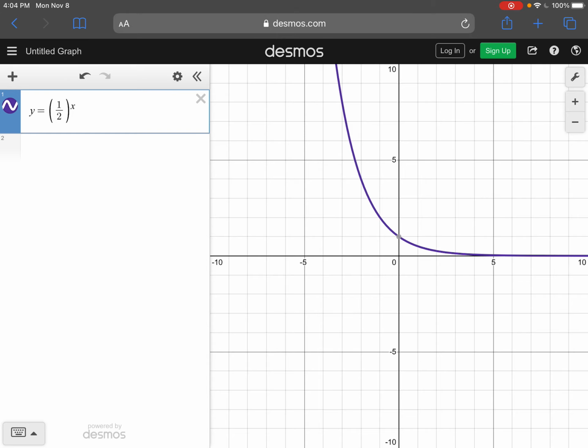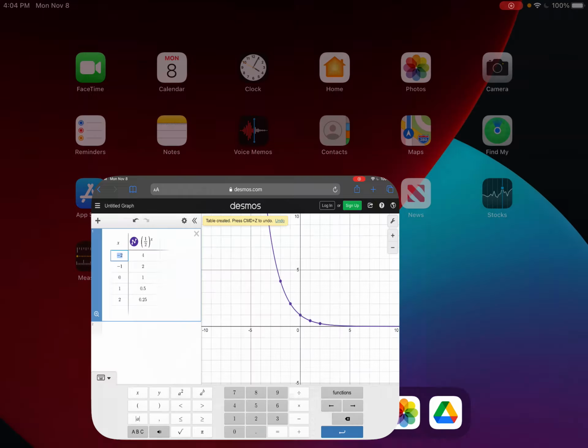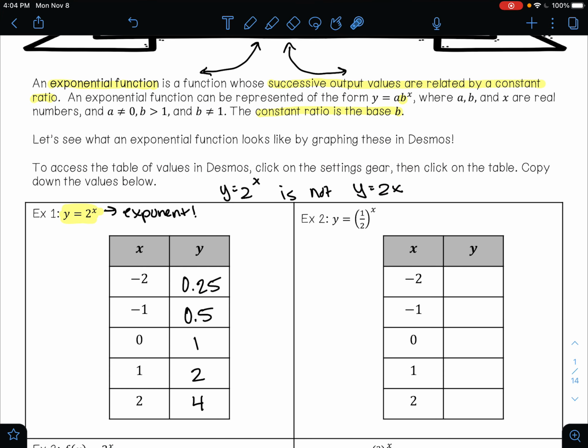Again, to get to the table of values, we're going to click on the settings gear, and then we're going to click on table, and we're going to copy down these numbers. So for -2, we have 4. For -1, we have 2. 0 was 1. 1 was 0.5, and 2 was 0.25. So again, example 1 represented exponential growth, and example 2 represented exponential decay. And I'm going to show you how we know that in future lessons.